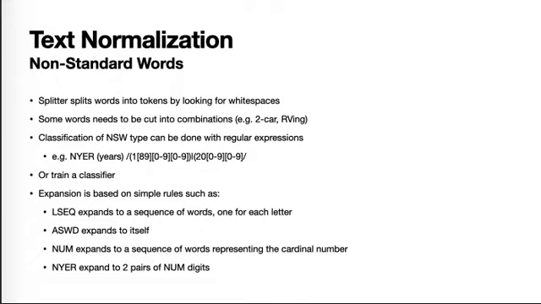In the tokenization step, a splitter splits the text into tokens by looking for white spaces. And we can assume that anything not in a pronunciation dictionary is a non-standard word. Some words need to be further cut into combinations following simple rules. So we can look for hyphens or a change of case, like in toCar. This needs to be split into to and Car. And for RVing, this needs to be split into RV and ing.